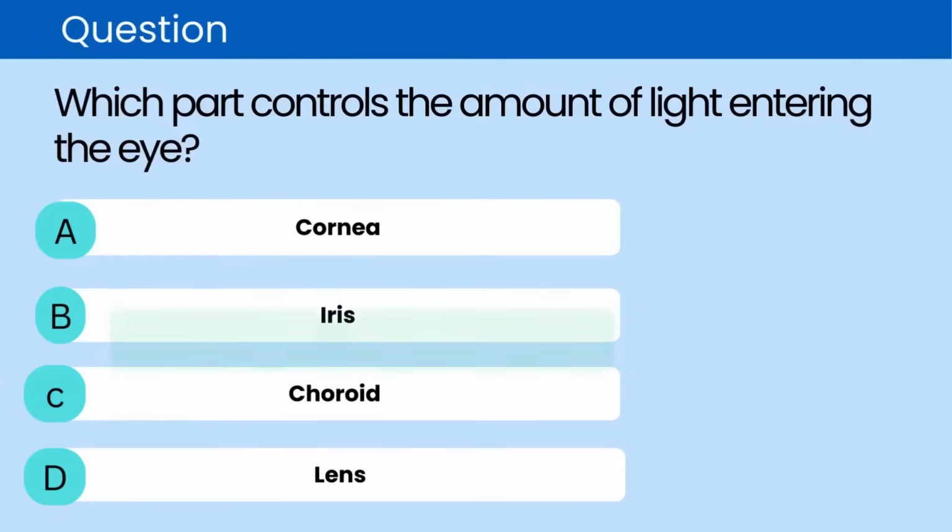The correct answer is B. Iris. The iris is the colored part of the eye that controls the size of the pupil, thereby regulating the amount of light that enters the eye.